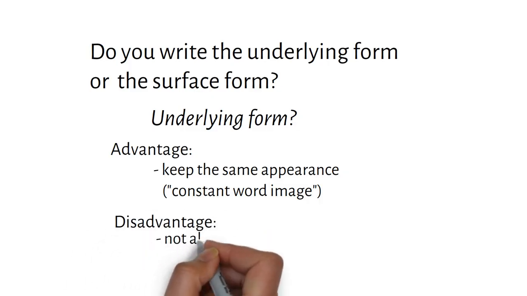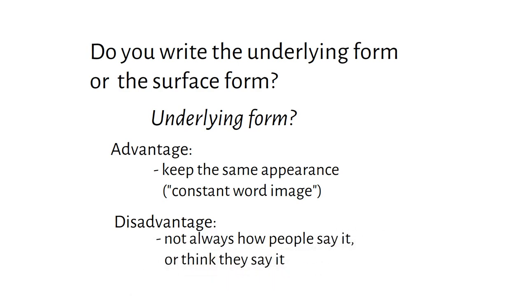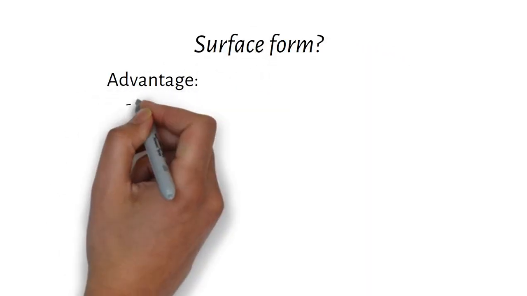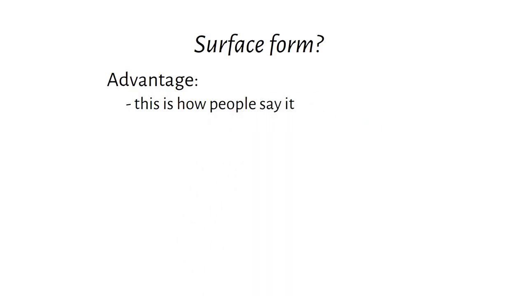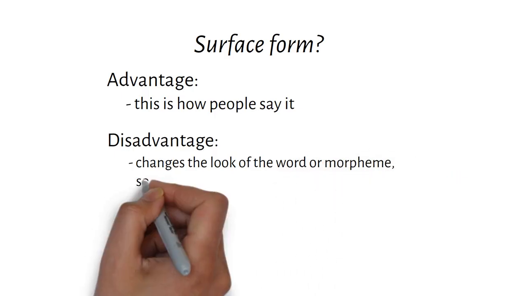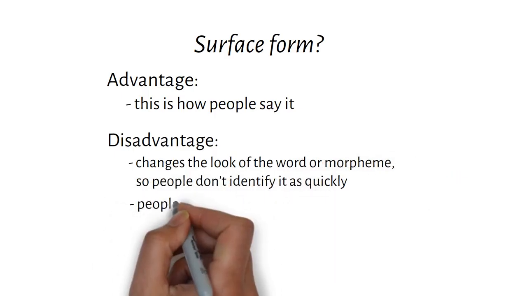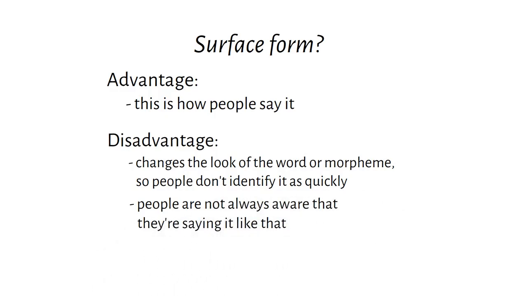However, a disadvantage is that sometimes the underlying form is not how people actually say it, or think they say it. If we write the surface form, then an advantage is that this is how people do say it. One disadvantage is that it changes the look of the word or morpheme, so people don't identify it as quickly. Also, people are not always even aware that they are saying it like that.